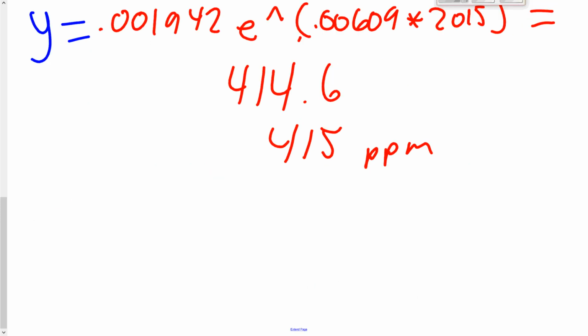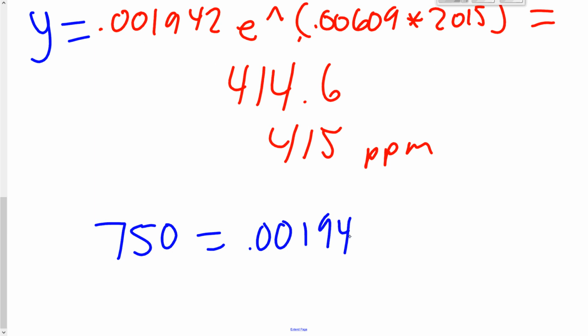Okay, if you are stuck, here is the estimate. We want it to double, so that's 750. We want our amount at the end to be 750. Here is our formula: 0.001942 e raised to 0.00609x, and now I'm solving for x, right?